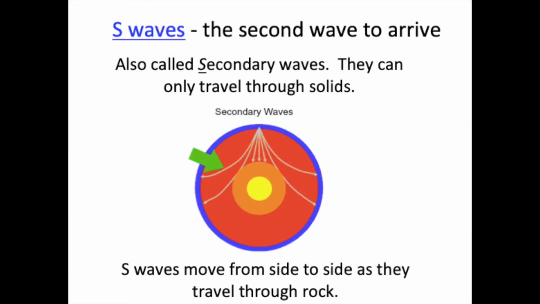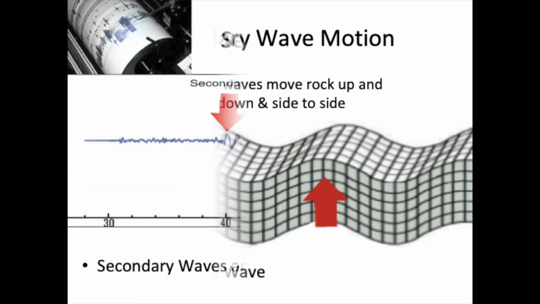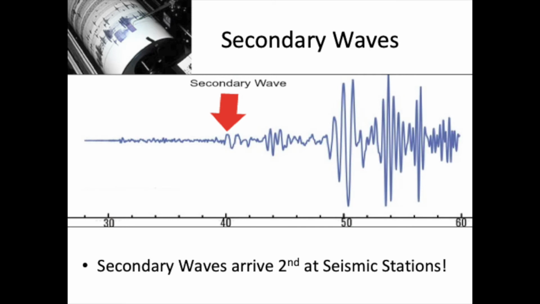S waves are the secondary wave. Starts with S, secondary wave. That's easy enough to remember. The S waves move from side to side as they travel throughout the rock. It's actually represented pretty well on this graphic. See how it's sort of like a squiggly line there? These waves move the rock up and down, side to side like a snake. Then secondary waves, as you can see on the seismograph, it's the second source of energy that shows up to the seismograph. So this is the red arrow, whereas the P wave was the original.